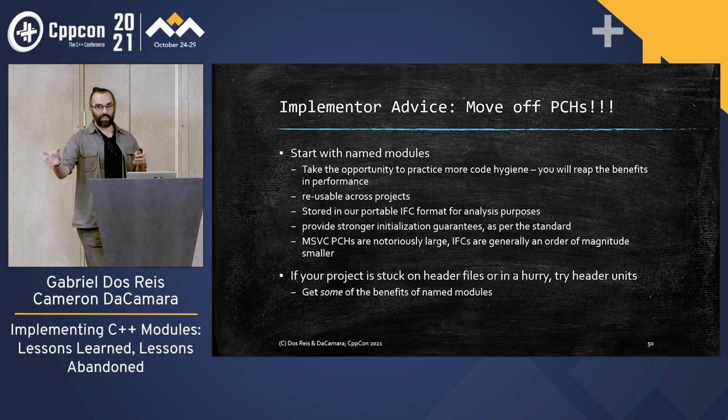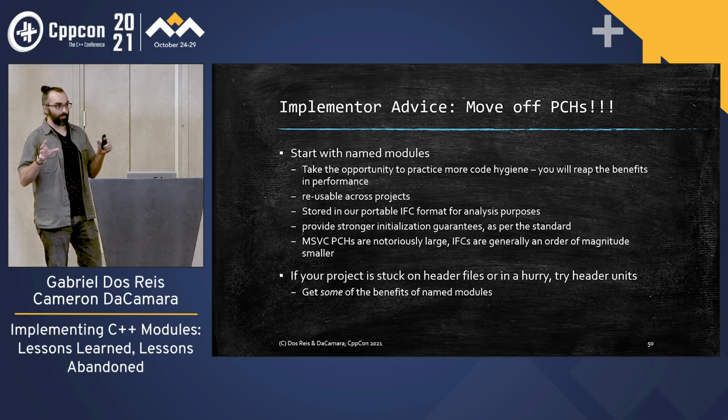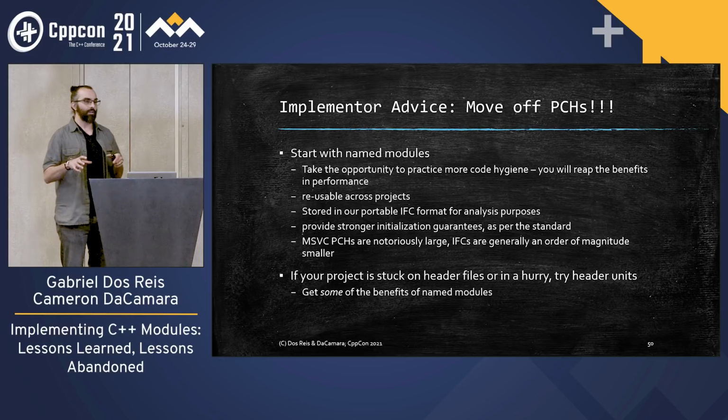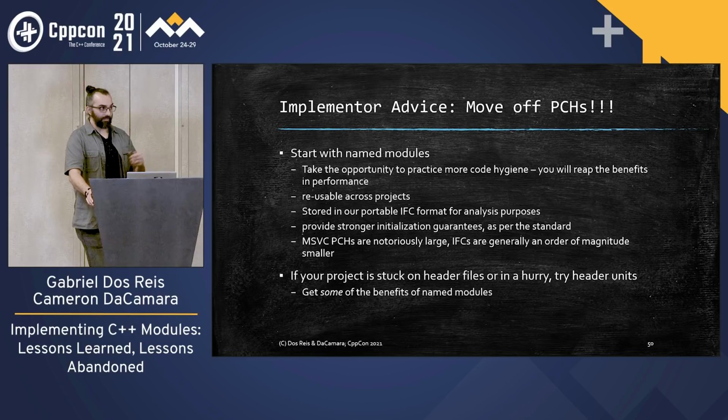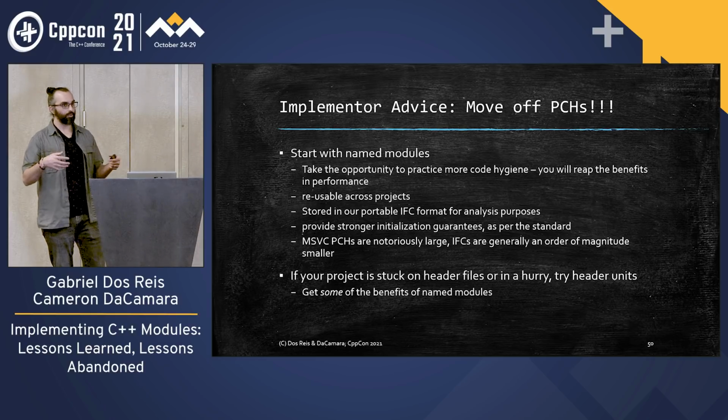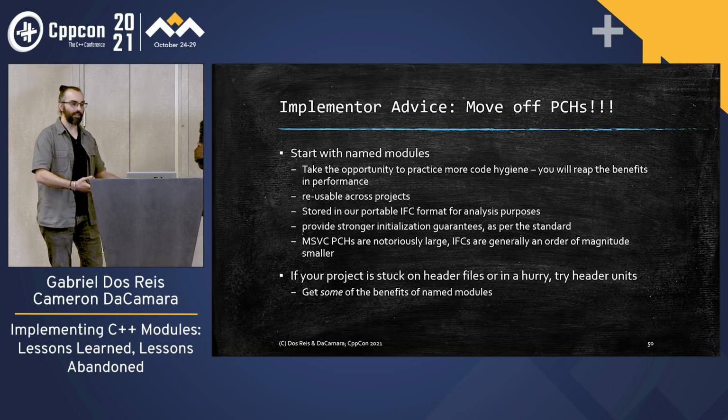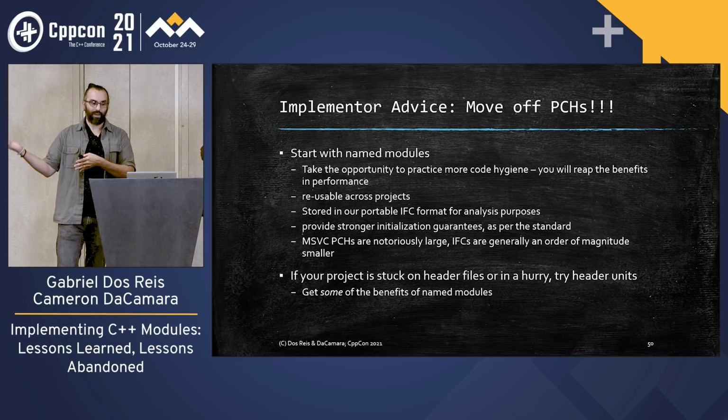For one, they could be reused across projects because it's a portable format that we have designed ourselves. You can move it from machine to machine and it'll just work, unlike PCHs. And oftentimes you'll see that it provides initialization guarantees that PCHs may not be able to clearly define. And this is actually defined in the standard itself. Finally, PCHs in MSVC are notoriously large because it is just a memory dump of the compiler state, which is then memory mapped back in.